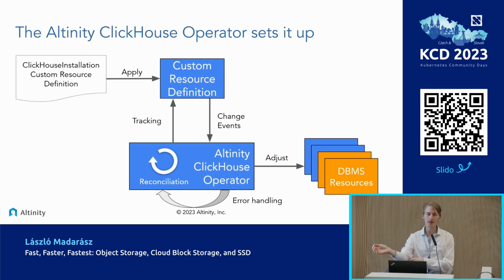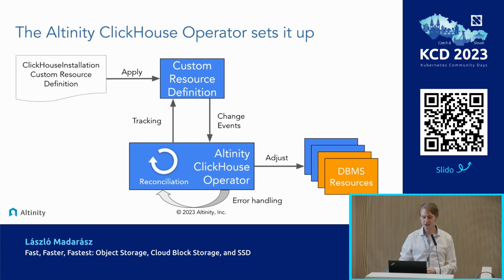Altinity developed an operator called the Altinity ClickHouse Operator, which is responsible for setting up ClickHouse on Kubernetes. I think everyone here is probably familiar with how operators work, because I've also heard it in the previous presentation. Basically, our operator makes sure that the correct resources are created and maintains them so that there will be no unexpected errors. If one of them goes down, we can start a new one, etc.